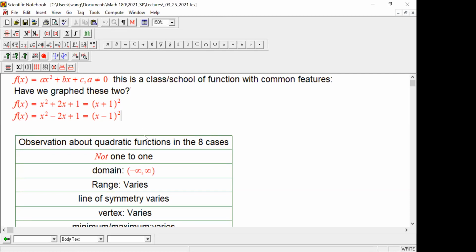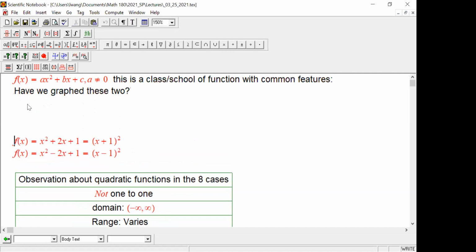And this brings an interesting aspect. For any quadratic function, can we make them all perfect squares? These are called perfect squares. Because if we can, we know how to graph them, right? We know how to graph them. For example, these are perfect squares.